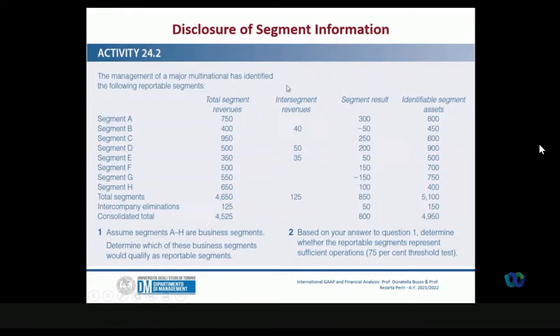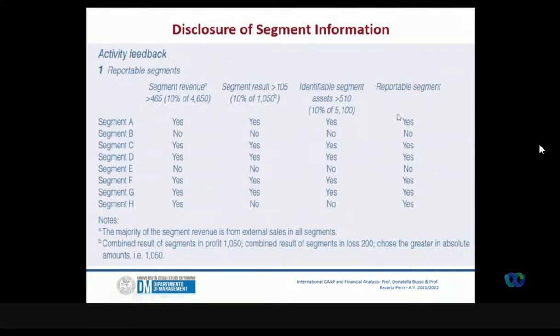We have to identify which of the segments is reportable, applying the thresholds. Now over here, we remind you of the thresholds applied. We have the threshold related to segment revenue. Remember, we take into consideration the revenue, not only external, but also internal, intersegmental revenue. Then we see the segment result. Be careful, we consider here the profits separately and the losses separately. Then identifiable segment assets in the last column, and if there is only one yes, then we say that it is a reportable segment.